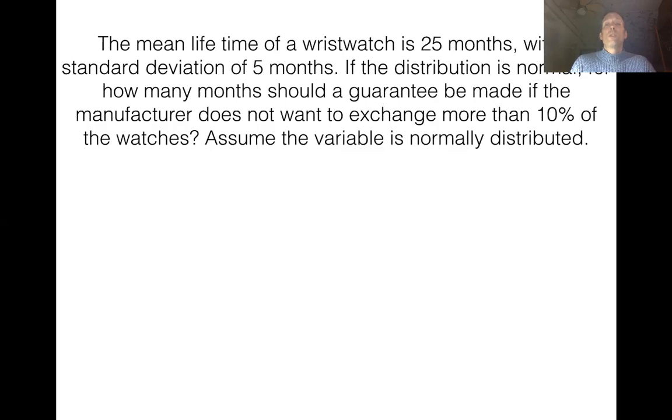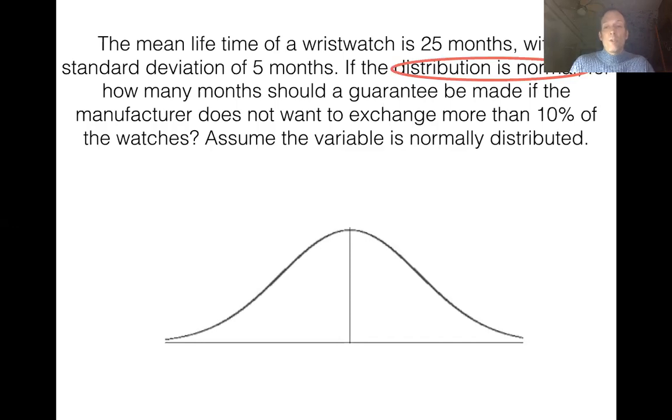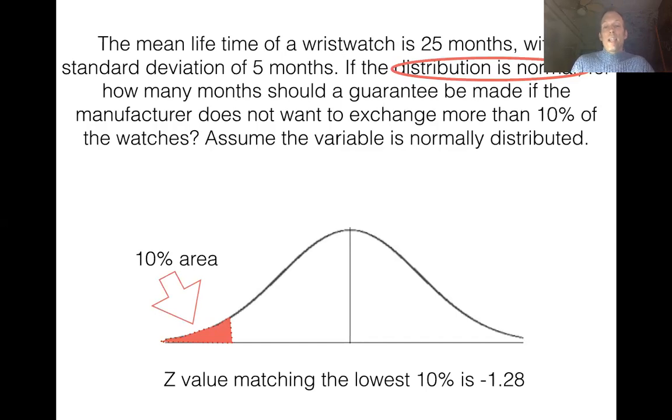Now, our first clue in here is that they told us the distribution is normal. So we're going to start to sketch a normal distribution. I'm going to shade the lowest 10% of the area in my curve, and mark that as my lowest 10% of the area. Next, we're going to go into the Z table and find the Z value that comes closest to the lowest 10%. That's going to be negative 1.28. So I'm going to mark that down.